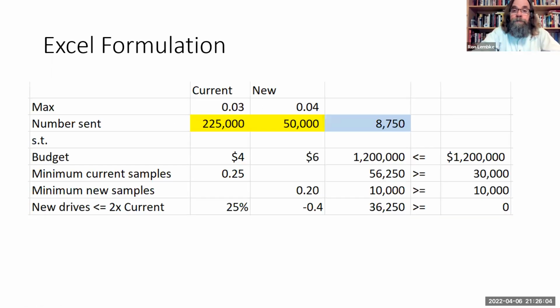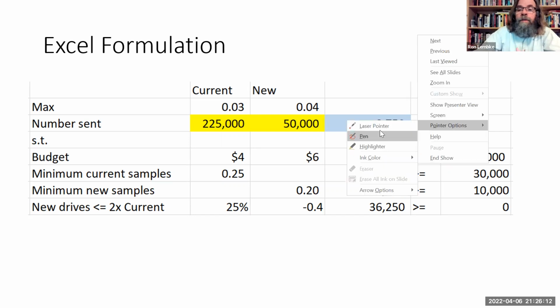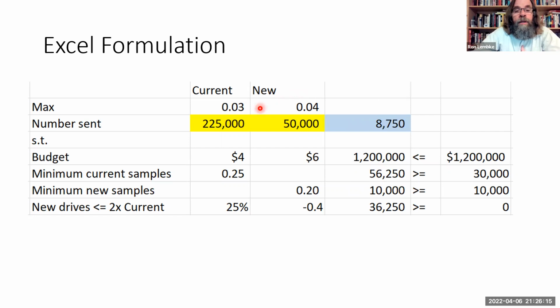So if we formulate this in Excel, we would say, let's have a column for the current customers and a column for the new customers. And we sell 0.03 cars for every current customer we reach out to and 0.04 cars for every new customer that we reach out to. So that might make you think, oh, we should definitely be reaching out to the new customers. But then we have to think about the budget part. Current customers cost $4 to reach out to. New customers cost $6. So per dollar spent, current customers seem like a better buy without doing any math there.